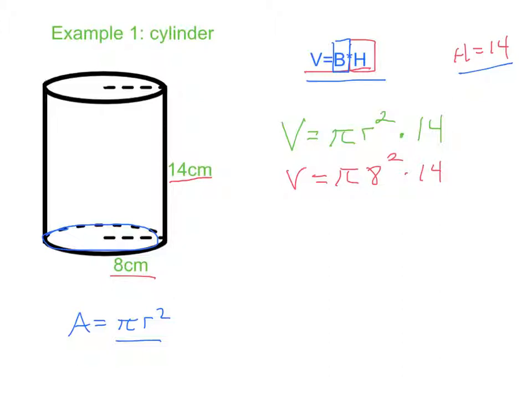And all we need to do now is simplify. So 8 squared is 64, so we get 64 pi times 14. And then 64 times 14, think about that for a second, is just 896 pi. All right, and we want to leave this in terms of pi and put our units back on. And remember, our units are going to be cubed because we're talking about volume.